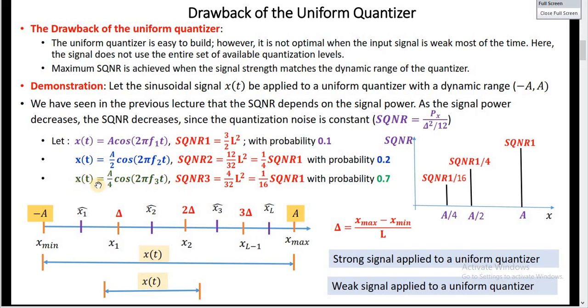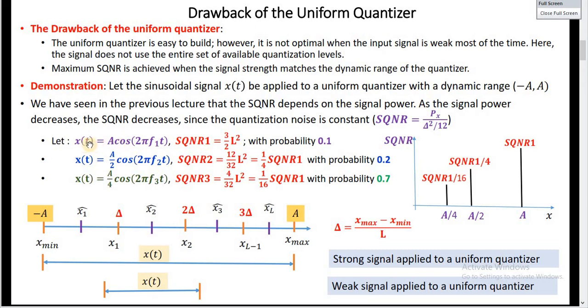Let further x of t be A over 4 cosine 2 pi f3 t, then the signal to quantization noise ratio equals 4 over 32 L squared, which is 1/16 of the signal to quantization noise ratio corresponding to the first part. Now let us assume this scenario.